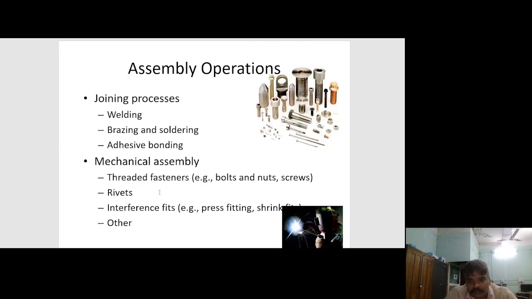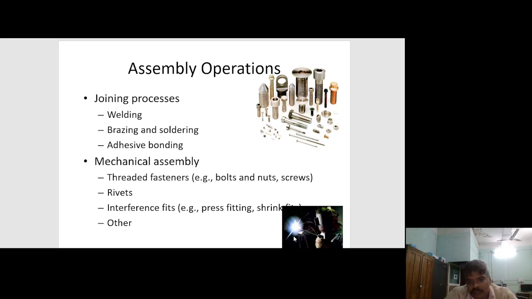Assembly operation. Here you can see lots of rivets, threaded fasteners, nut and bolt type. The joining process: welding, brazing and soldering, adhesive bonding by using adhesive. Mechanical assembly: threaded fasteners, for example bolt and nut, screw, rivet, interference fit, press fit, shrink fit, others.